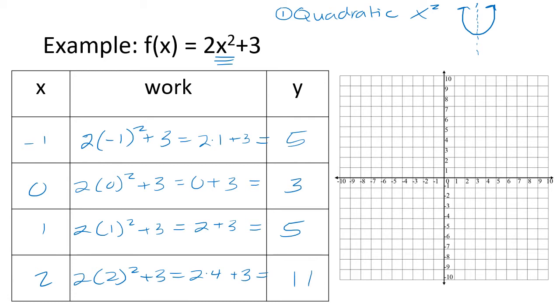I have (-1, 5). I have (0, 3). I have (1, 5). And I have (2, 11), which goes off the page. Because this is reflectional, I know that if (2, 11) is here, then (-2, 11) also must exist because of that reflectional property. Now I'm going to do my best and connect the dots.